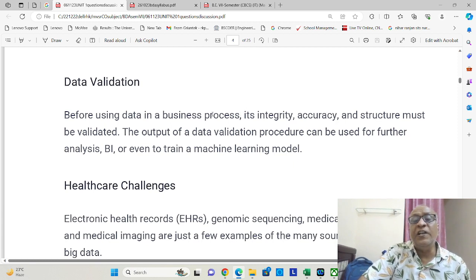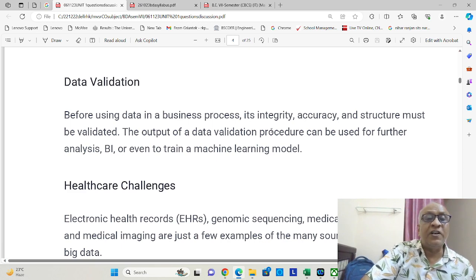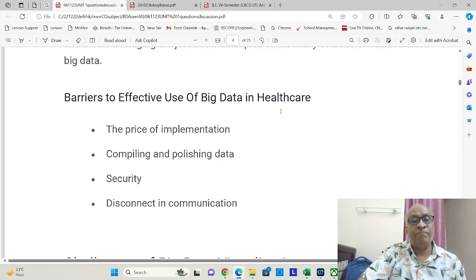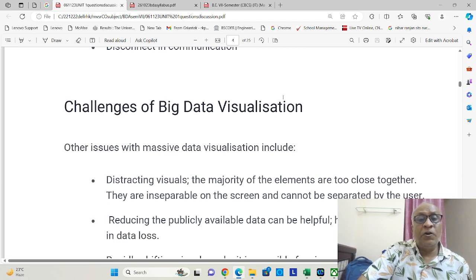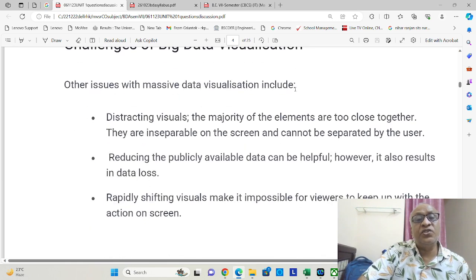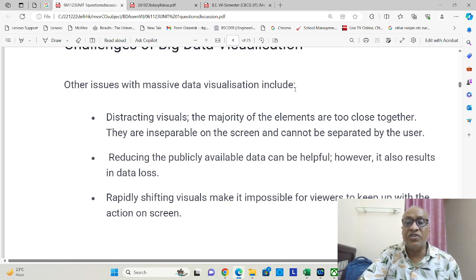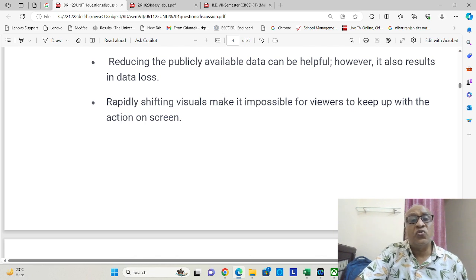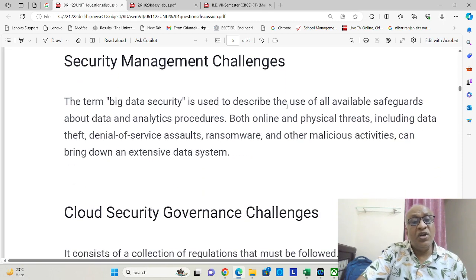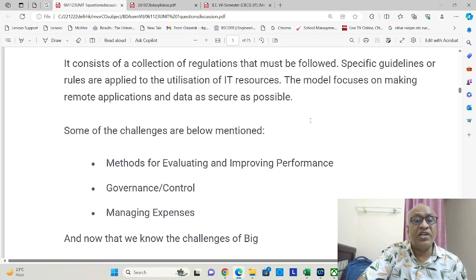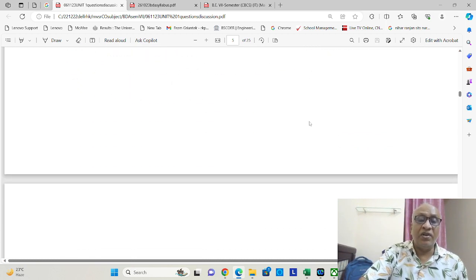Data validation like integrity, accuracy, structure validation, these also become challenges. Now, when you're going for big data visualizations, you have cluttered visuals because the elements are too close. So you have hugely available public data which needs to be reduced, which may also lead to data loss. Then security management challenges, governance challenges, regulatory agencies challenges. These are few of the challenges mentioned in the Simplilearn link.